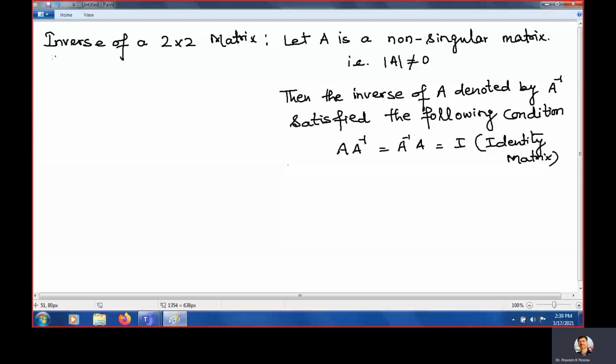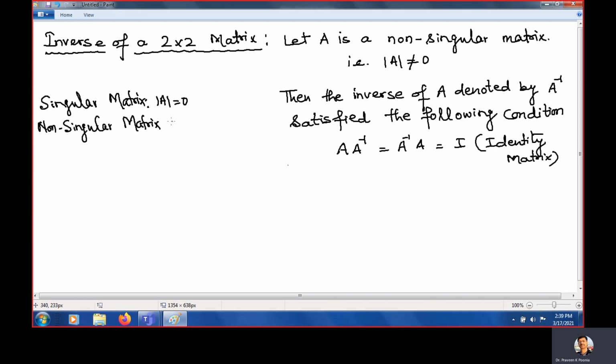In this lecture, we are going to study the inverse of a 2 by 2 matrix. It is a very easy topic. If you remember, in the last lecture, we talked about two types of matrices. One was the singular matrix. What was a singular matrix? One for which the determinant of A equals 0. And another one was the non-singular matrix.